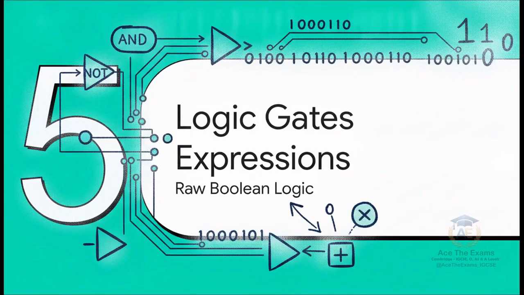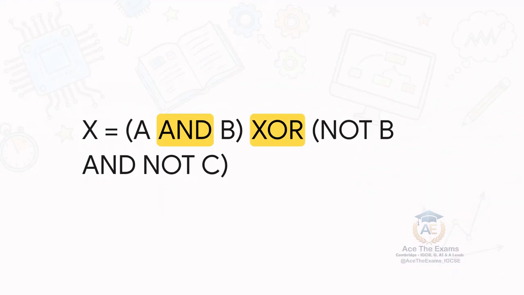Section 5. Logic gates and expressions. We are stripping computing down to its rawest, most fundamental form, Boolean logic. Question 12 drops this seemingly terrifying logic expression onto your desk. X equals A and B exclusive or not B and not C. When Sam sees this, absolute panic sets in, but we are going to use the playbook. We just break it into manageable brackets.